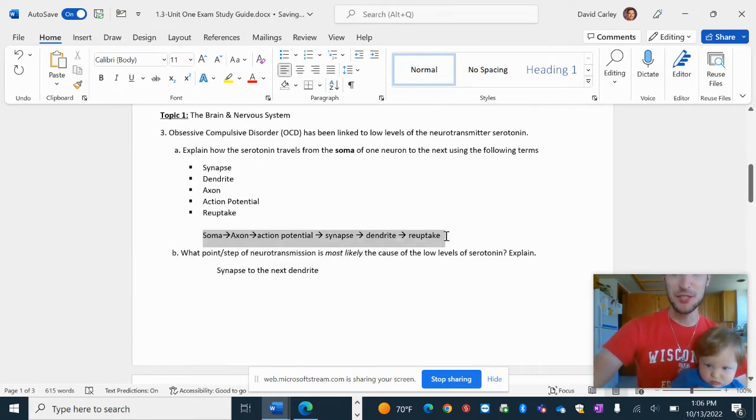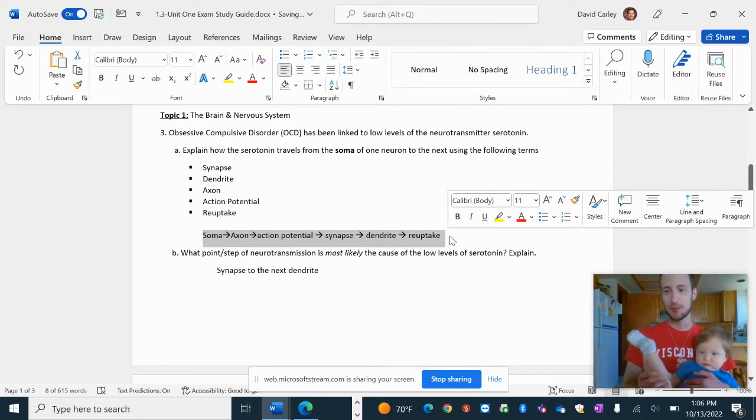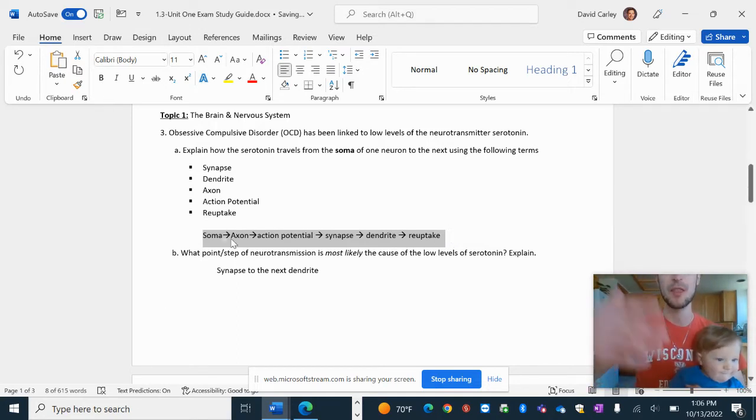Again, this is the process. I kind of explained it to you as I was going, but you want to make sure you're not just writing the order, because anybody can memorize the order. Just think about how the process occurs.